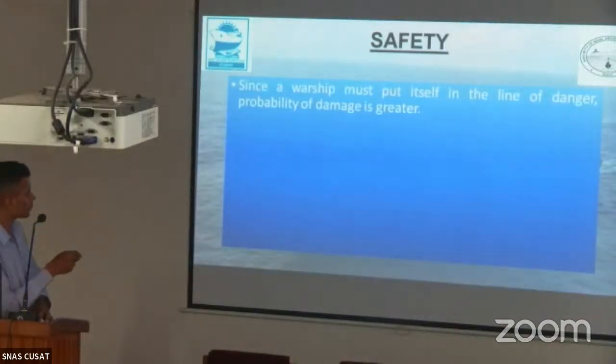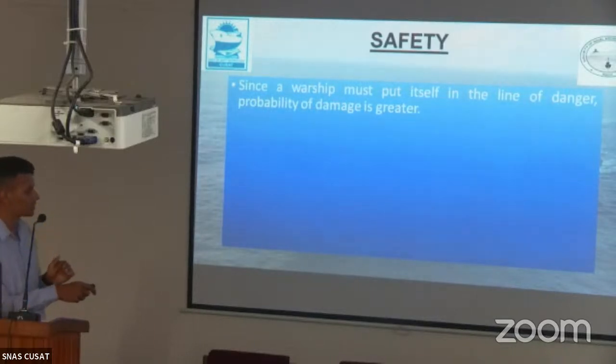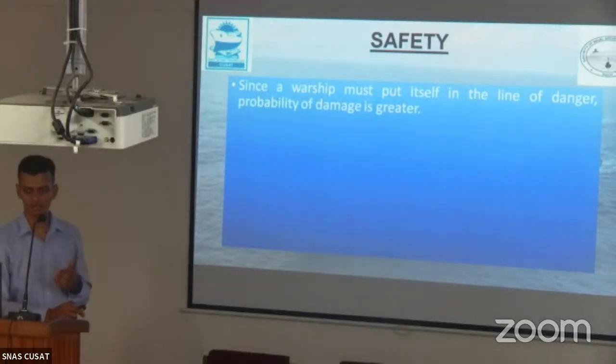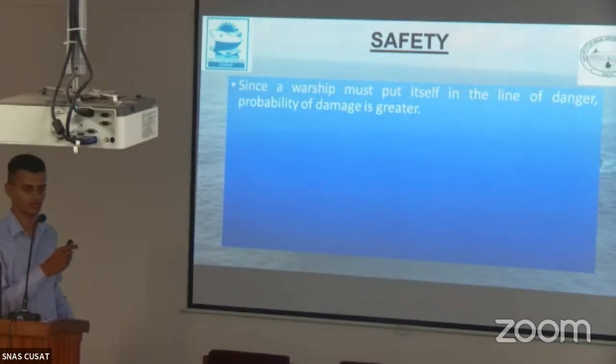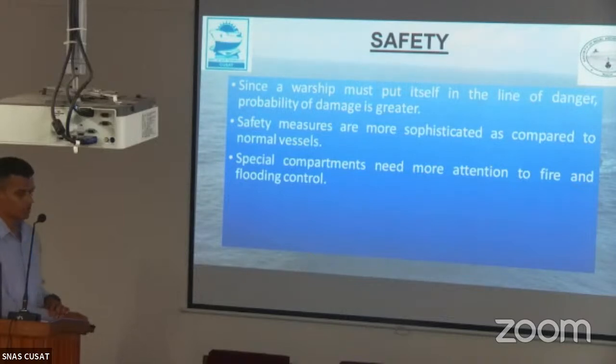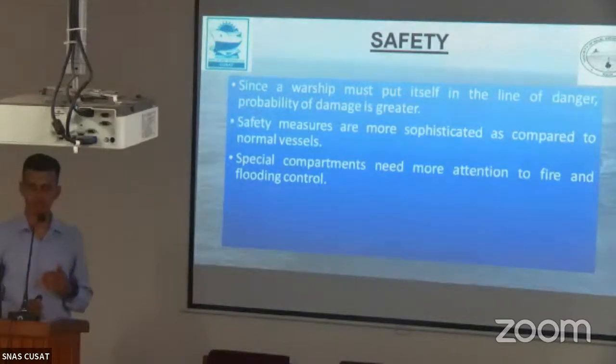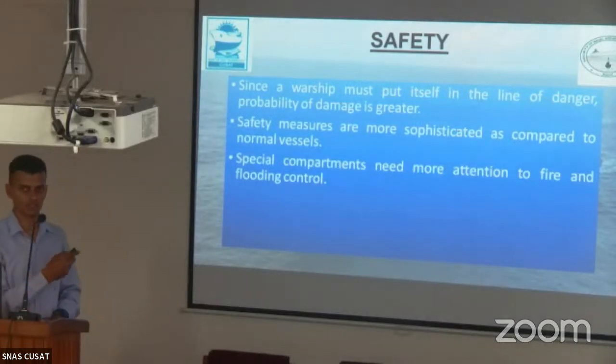So safety, of course, we have certain rules laid down for normal conventional vessels like safety of life at sea and other classification rules also. But a warship must put itself in the line of danger, and the probability of getting damaged is greater. So for that reason, we need to design our vessel in such a manner that for countering such nuclear, biological, chemical, and such damages, we need some systems to be fitted on board and our design to be optimized in such a manner that we can counter such damages efficiently. So safety measures are more sophisticated as compared to normal vessels, and special compartments need more attention to fire and flooding control, because obviously if you are going to carry a lot of missiles and ammunition, those compartments are very prone to damage via fire. So you need to install additional fire control systems, sometimes even halogen fire control systems, so that you can counter those damages if they occur.